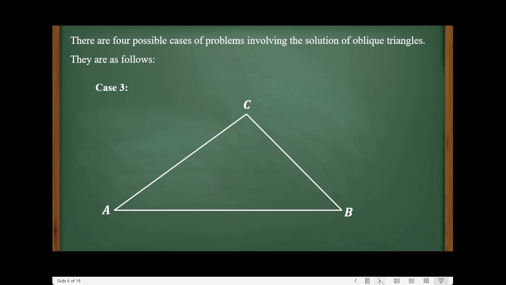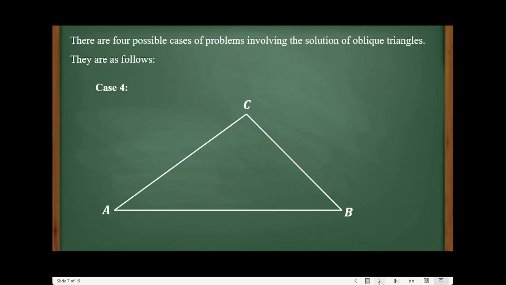For our third case, the combination of three given parts is two sides and an included angle. Probably one of the two given sides is this one, and the other given side is this one, and the third given part is the angle between the two given sides, which is denoted by gamma. We call this an included angle because it is found between the two given sides. So that is the third case.